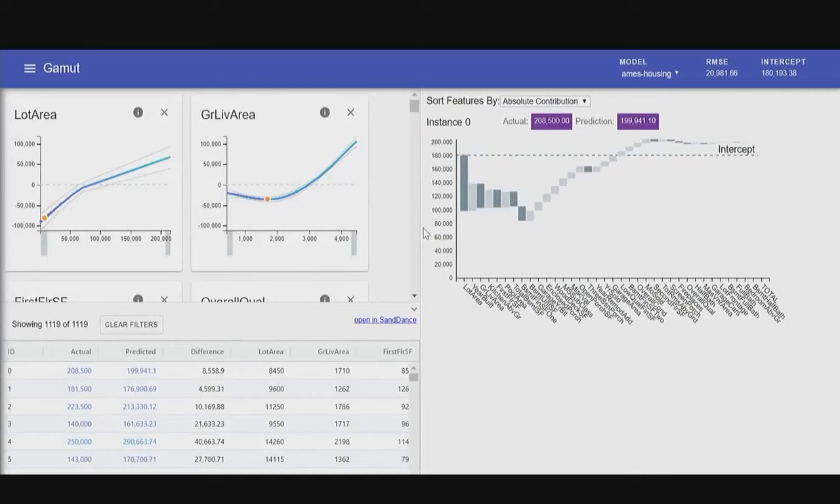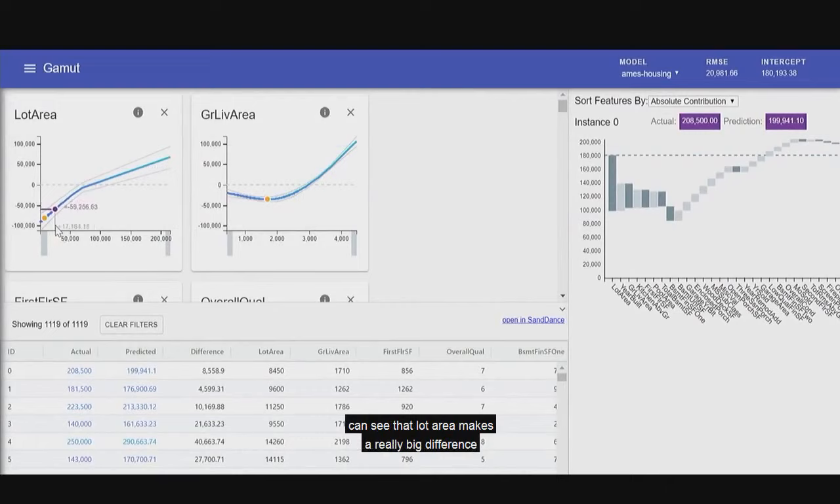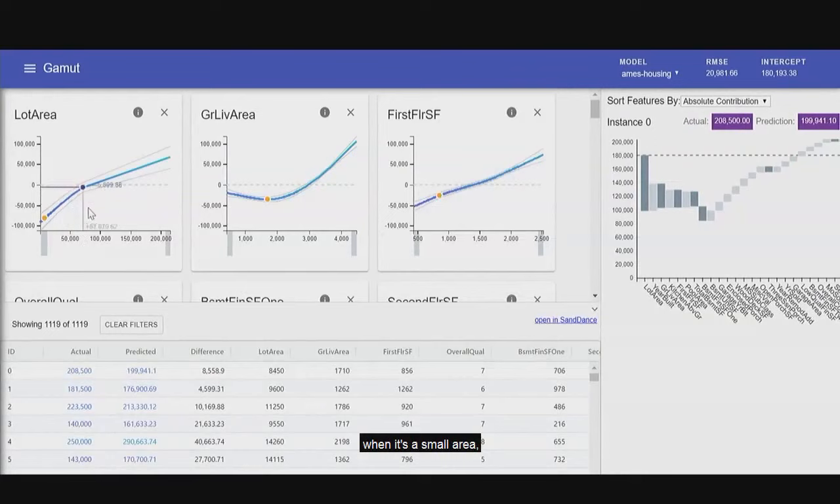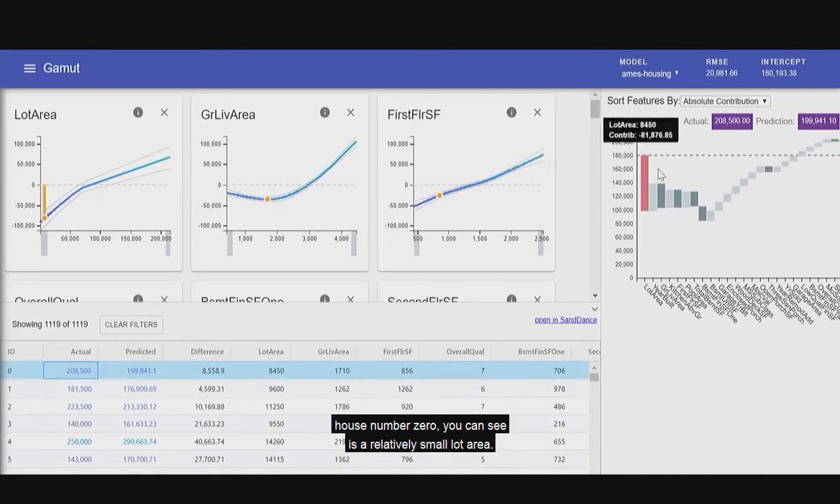So again, one of the nice things about this is that you can see that lot area makes a really big difference when it's a small lot, but it starts to make less and less of a difference. Likewise, as long as you've got sufficient living area, it seems fine, and then it starts going up in value quite a bit more. And as I hover over these things, you can see that house number zero has a relatively small lot area, and therefore we take away a bunch of money from the predicted price.